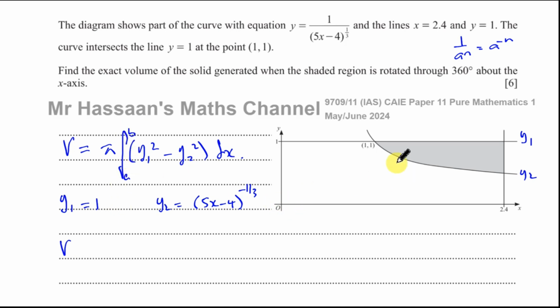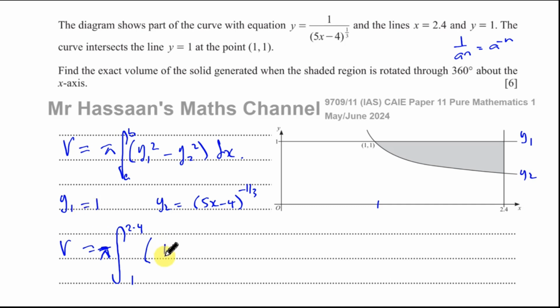So our limits are going to be between 1 and 2.4. For our particular situation, we've got the pi. Don't forget the pi. Always remember the pi. A lot of people forget about the pi and then it disappears somewhere in the question, and the answer will be wrong without the pi. So you have between 1 and 2.4. Those are the limits of y1.